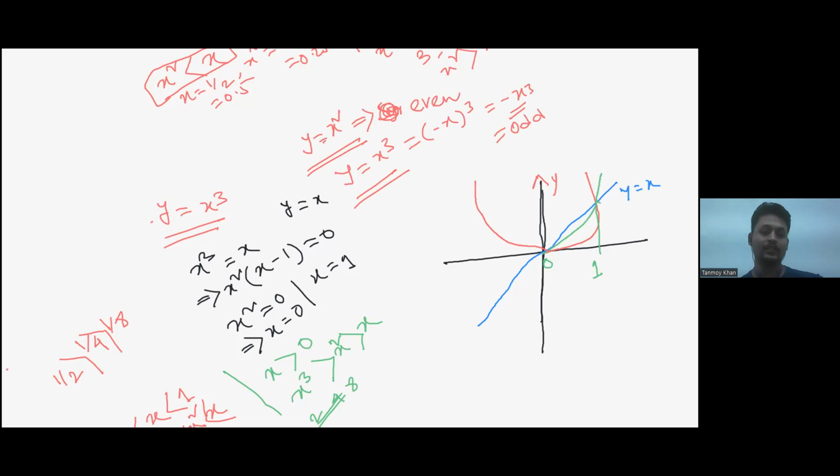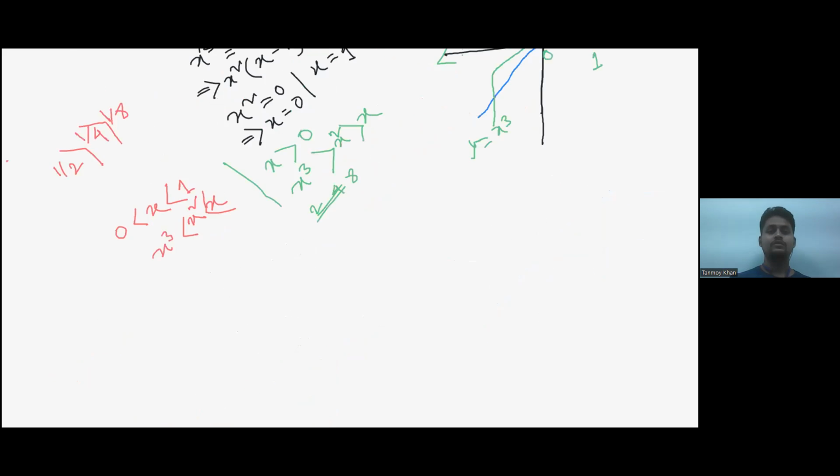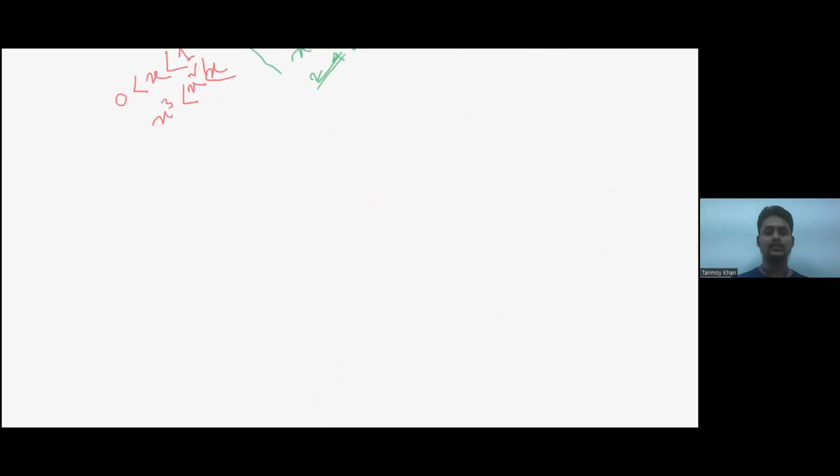But this one is an odd function. That means symmetric about the origin, right? So how will it look like? Okay, it will look like this, right? So this will be your one. So just simply by the logic, you can tell the value of the function, or how it will look like, right?